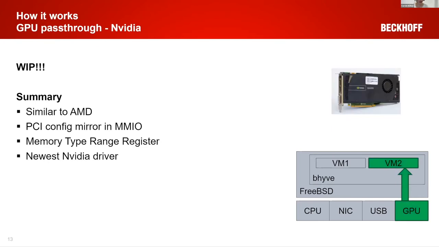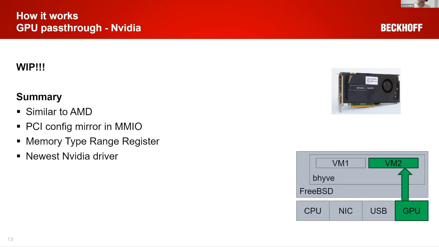Okay, so last but not least, let's have a look at NVIDIA. Currently, it's a work in progress, so I have no patches to enable GPU passthrough for NVIDIA. But it's a dedicated GPU, so it's similar to AMD passthrough. However, there are some more obstacles because, first of all, NVIDIA cards mirror their PCI config space into some MMIO registers, so bhyve has to trap and emulate them.